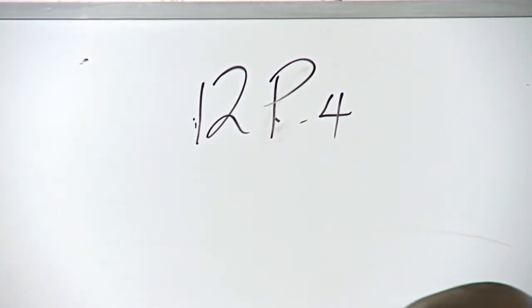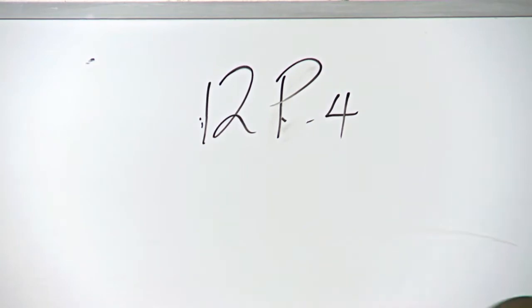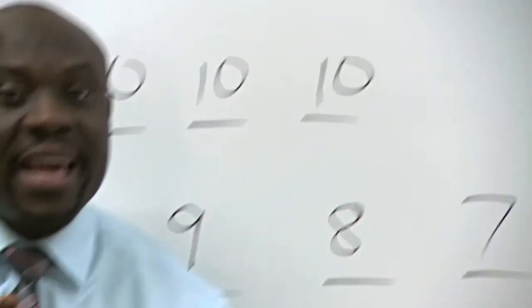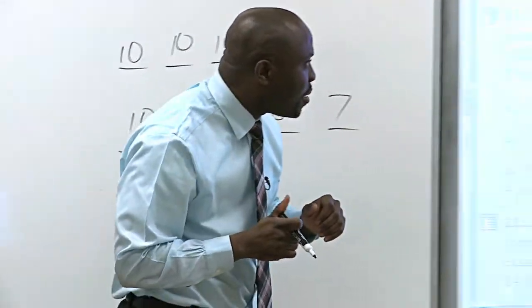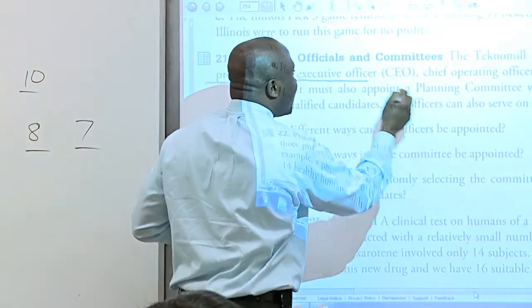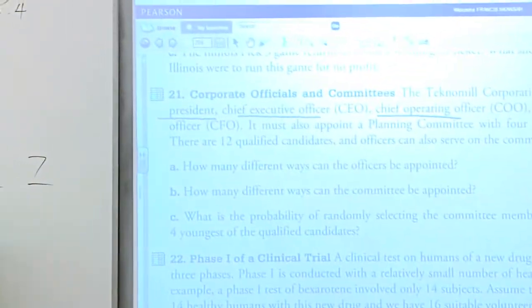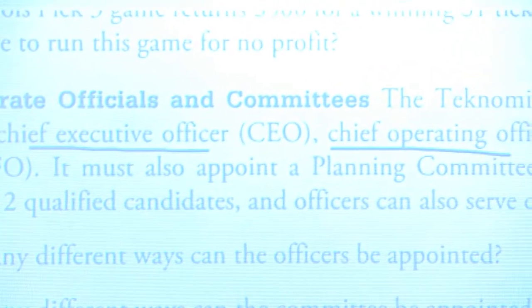Because we have 4 positions: president, 1, 2, 3, and 4. Okay, so at least the numbers were right. Does that make sense? I only see 3 there. Where is the 3? The president, chief executive. President doesn't have any parentheses here, that's why. Yeah. So now we see the 4.